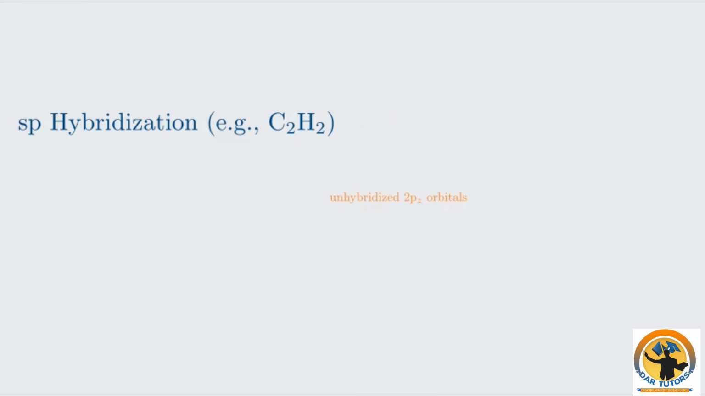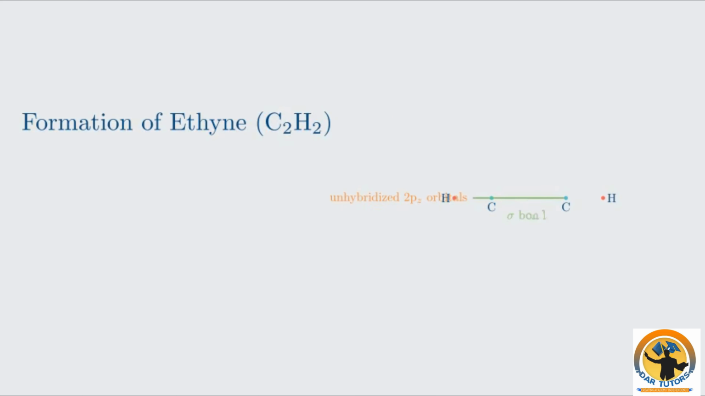For ethyne, the two sp orbitals on each carbon are used to form a C-H sigma bond and a C-C sigma bond. The two unhybridized 2p orbitals on one carbon overlap sideways with the corresponding unhybridized 2p orbitals on the other carbon to form two pi bonds.